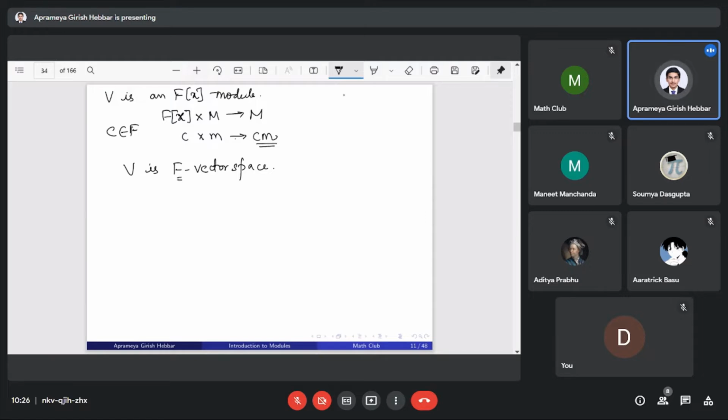Further, we have x times m. We can make sense of x times m, xm. And because of the three axioms that modules have to satisfy, if you have m plus n, where these belong to V, then x times (m plus n) would be xm plus xn.